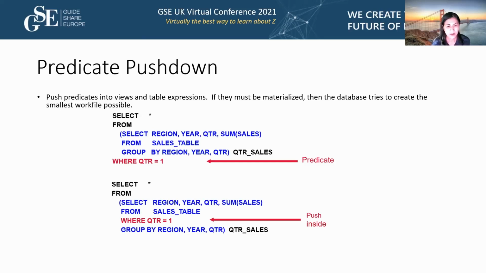In this example, we can see that we have a table expression QTR_CELLS. This table expression has no filtering, so its work file size could be large. We have a query block. We have a predicate on the outer query block. If this predicate is pushed inside the table expression, it will have more filtering and its size could be reduced.